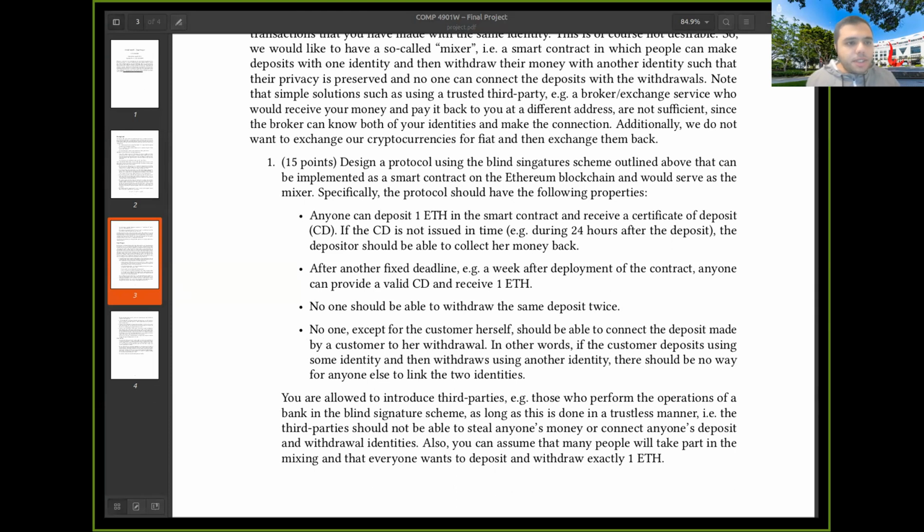So there's a question in the chat. Do we need to handle the problem of having the same serial number as you mentioned before? No, just assume that the serial numbers are all distinct.